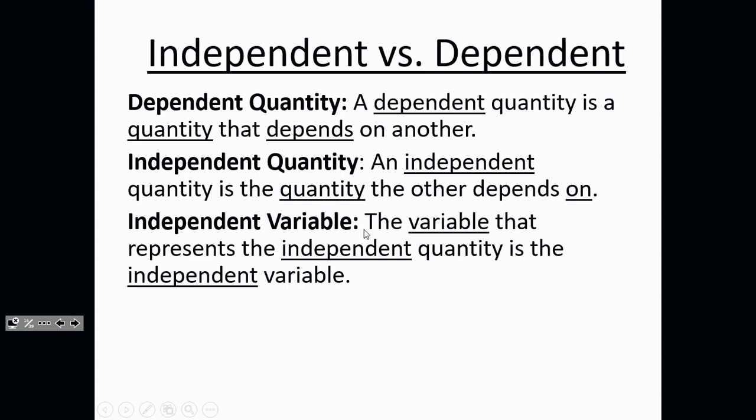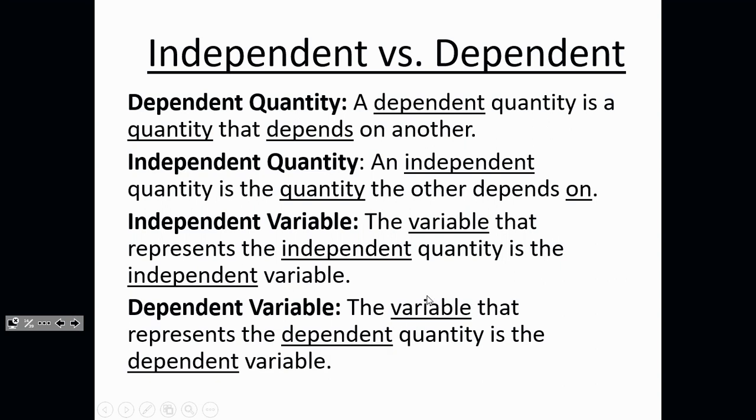All right, now independent variables. The variable that represents the independent quantity is the independent variable. Again, that may seem obvious, but we're just talking about the variables. Remember, variables mean amounts that change. So whatever is changing in our situations, if it is independent, it's our independent variable. And if it's the amount that's changing, or the variable that represents the dependent quantity, meaning it's depending on the independent, it is the dependent variable. So whatever is changing because this is changing is our dependent variable.